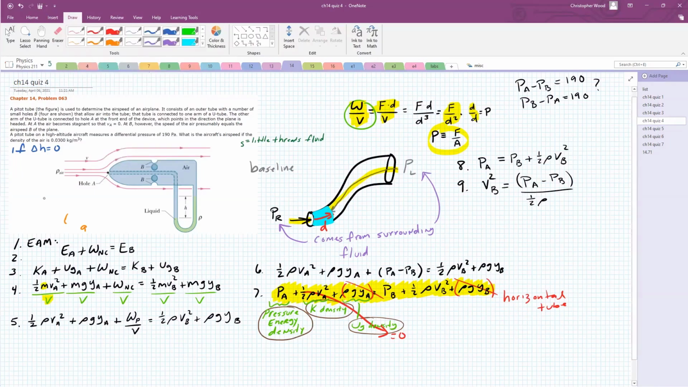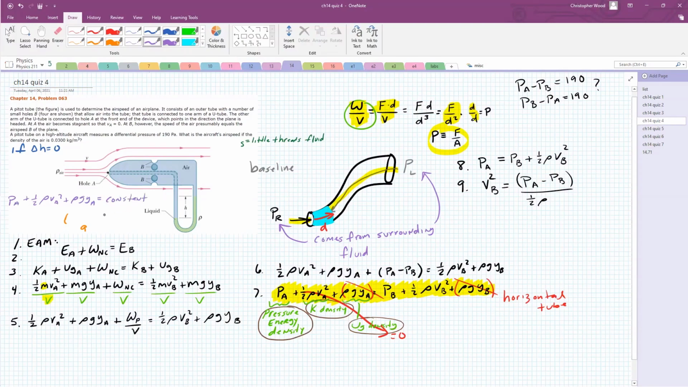I'm going to write this out one more time. So PA plus, that is pressure energy density, plus kinetic energy density, plus gravitational potential energy density, rho g y A, and that's going to equal some constant. This is going to equal some constant.